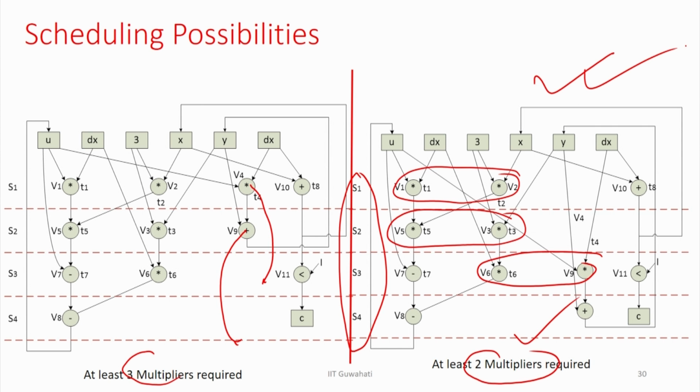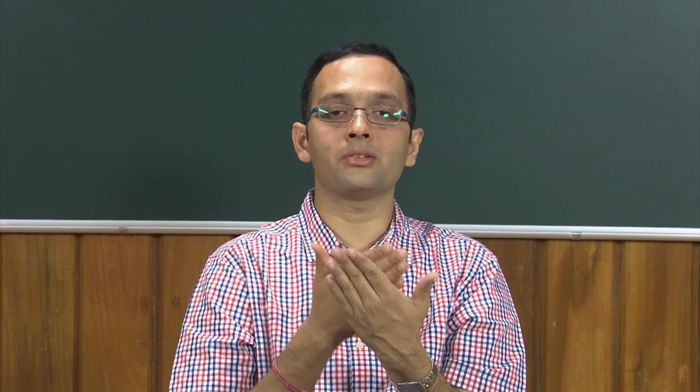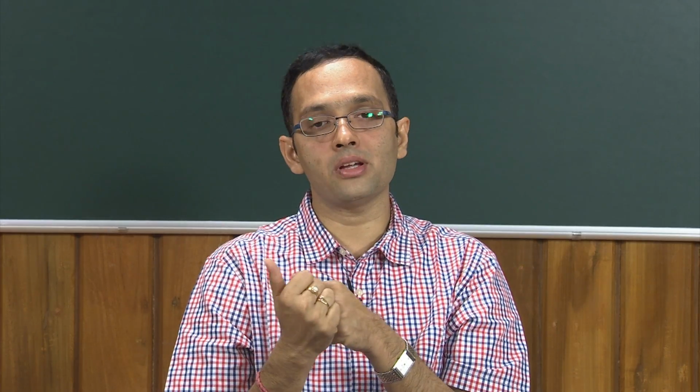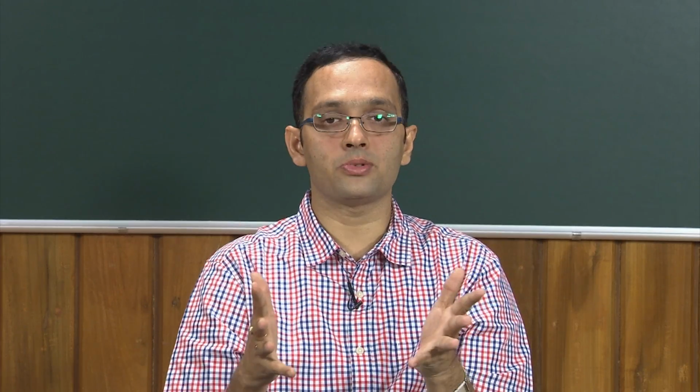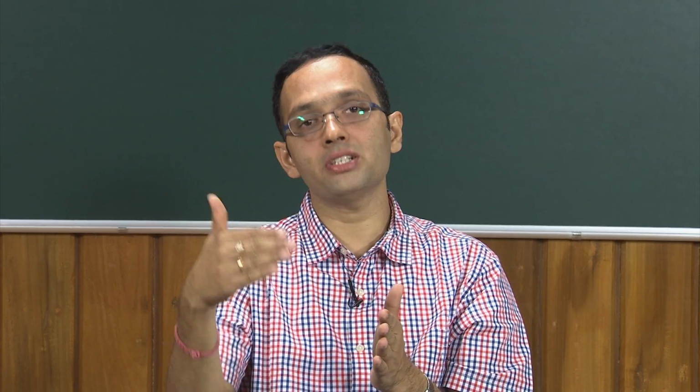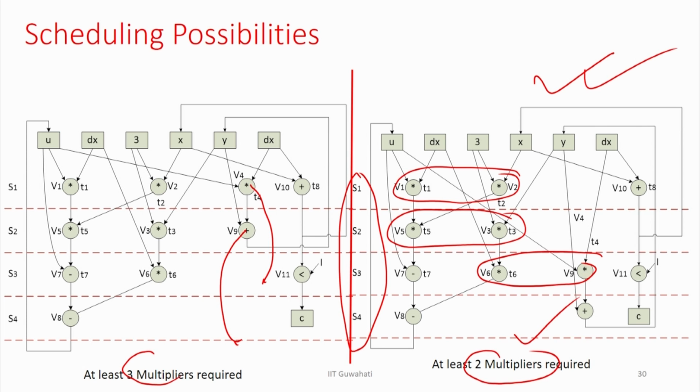What I am trying to emphasize here is that during scheduling there are multiple options and you never know which one is better. I just saw 3 possibilities: one is generating 4 multipliers, one is generating 3 multipliers, one is generating 2 multipliers, but all are using 4 time steps. That is what I call design space exploration, and based on your objective or your target, you might choose this one or this one or the other one. That is the choice, the design space exploration or the design targets.